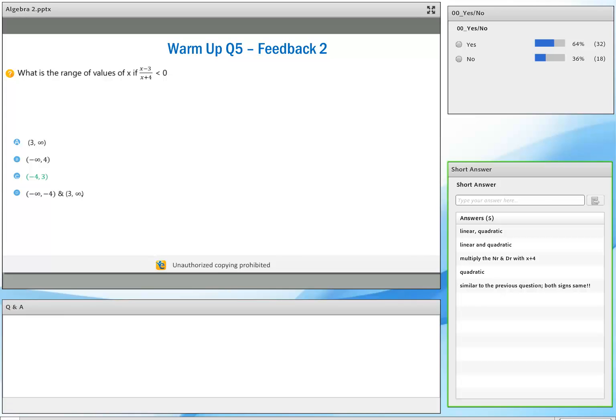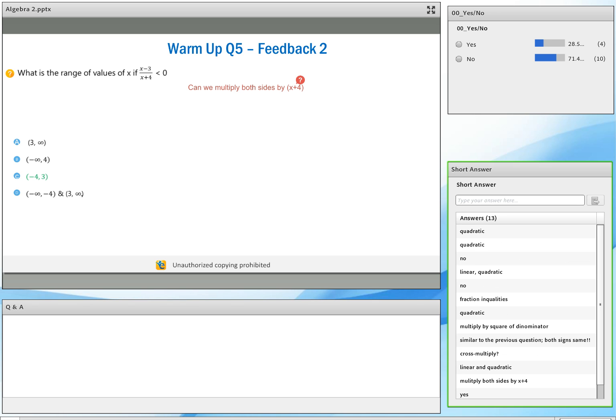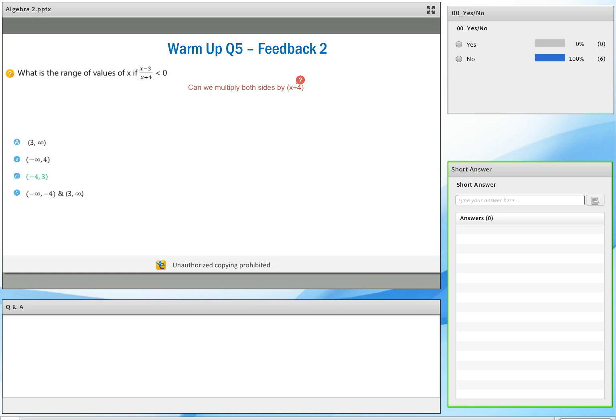Now, can you convert this inequality into a linear inequality? No, you cannot. If you say that you can, what you probably mean is, I can multiply both sides by x plus 4. Is that what you mean? Can you multiply both sides by x plus 4? Yes or no? The answer is no. Why can you not multiply both sides by x plus 4?